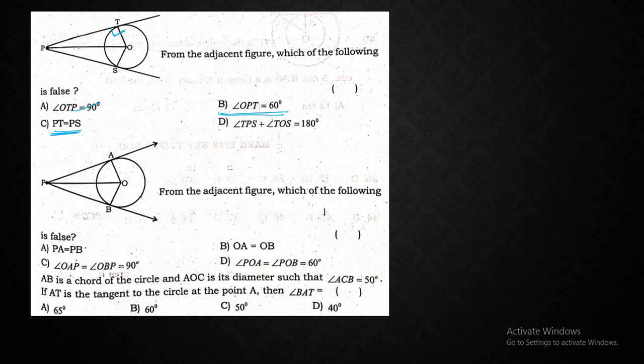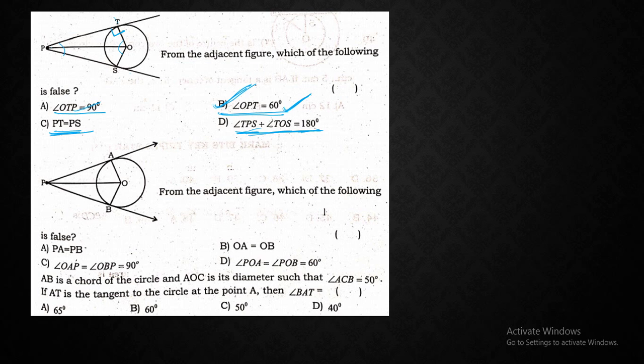PT is equal to PS. So this is correct because they are lengths of tangents drawn from an external point. Angle TPS plus angle TOS: this angle and this angle sum will be 180 degrees. So option A, option C and option D, we can confidently say that they are correct, but we can't judge this, hence option B is false.